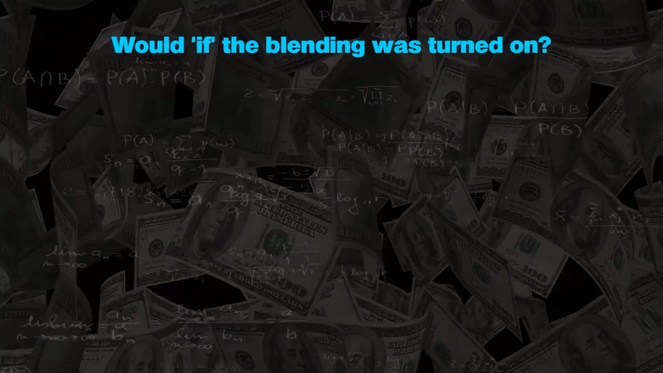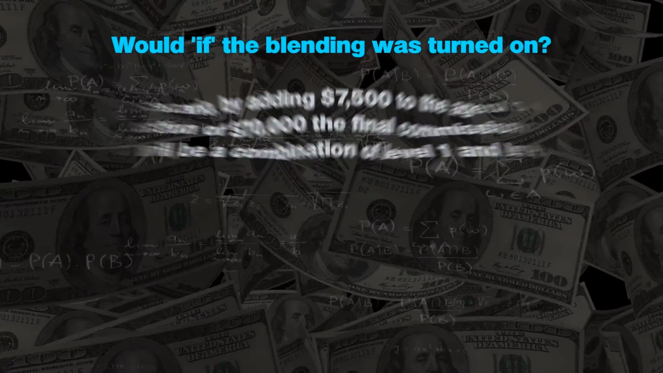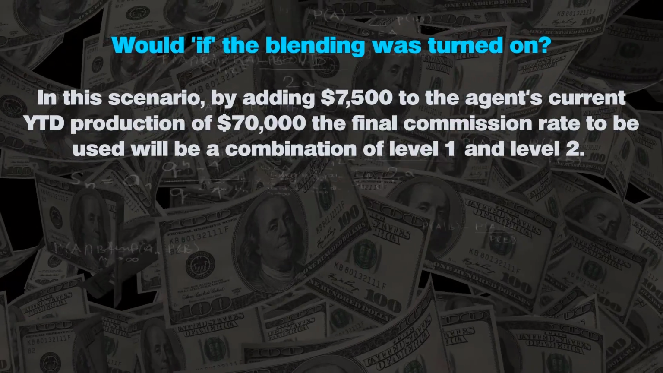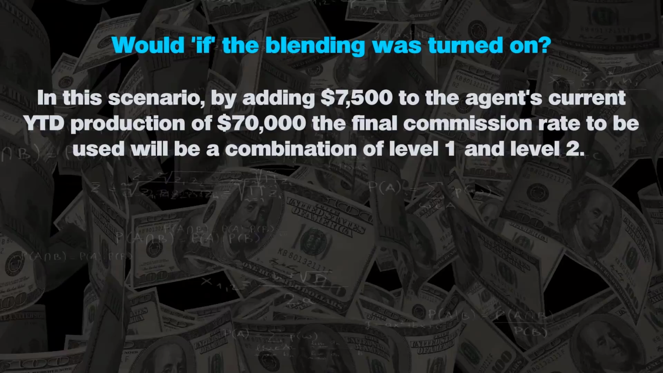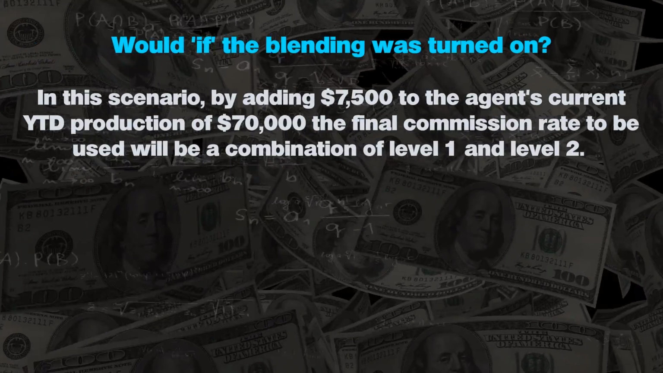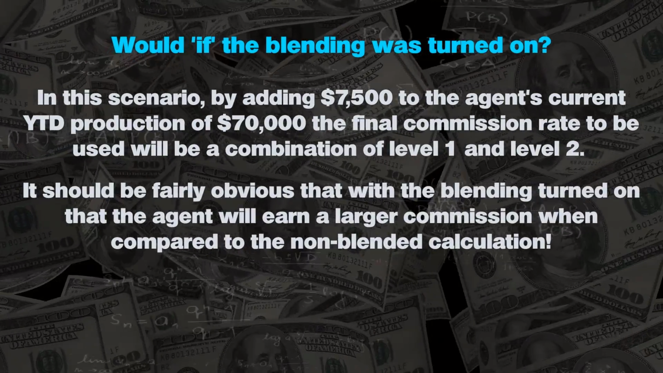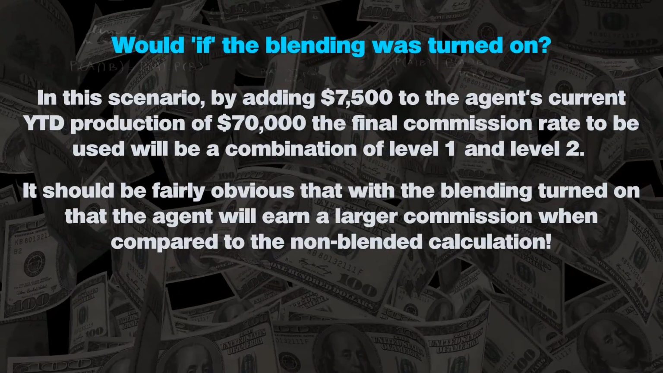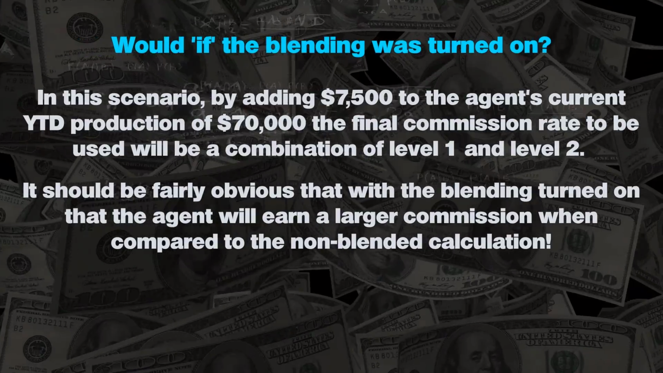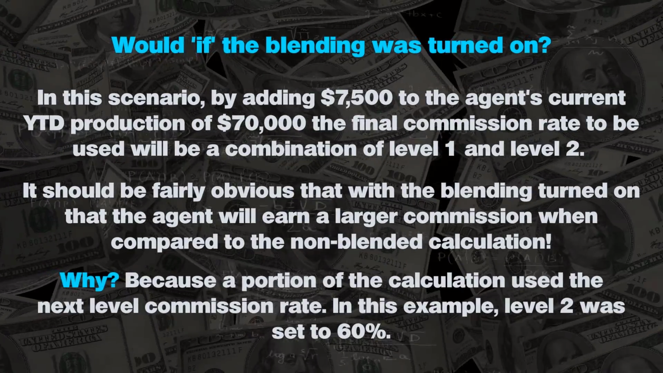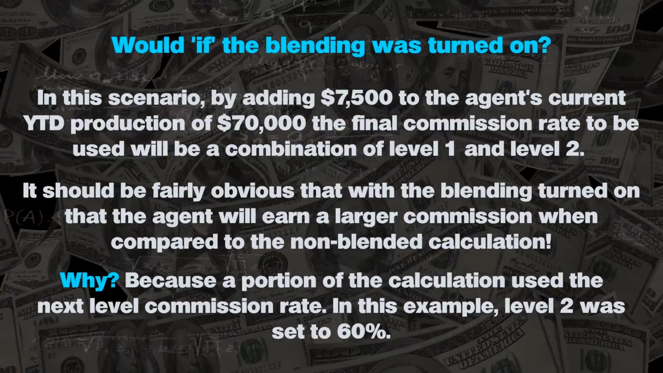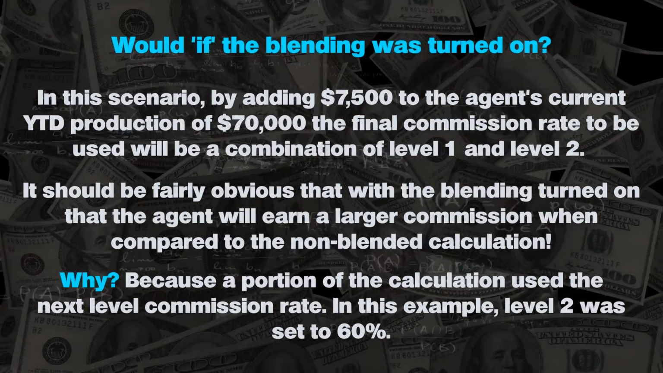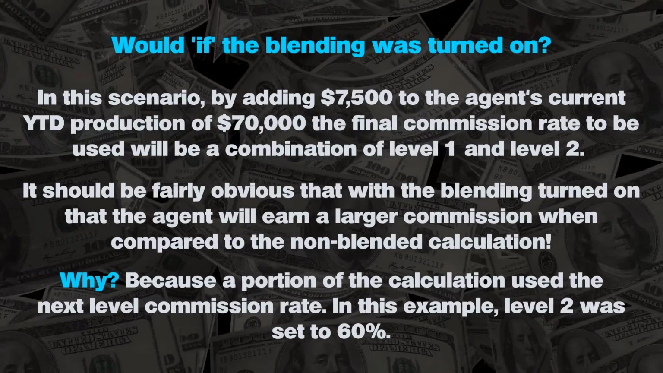What if the blending was turned on? In this scenario, by adding $7,500 to the agent's current year-to-date production of $70,000, the final commission rate to be used will be a combination of Level 1 and Level 2. It should be fairly obvious that when the blending is turned on, the agent will earn a larger commission compared to a non-blended calculation. Why? Because a portion of the calculation used the next level commission rate. In this example, level 2 was set to 60%.